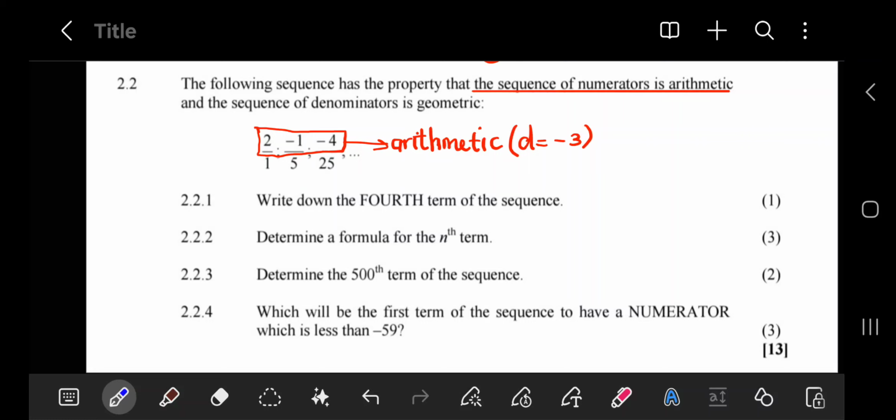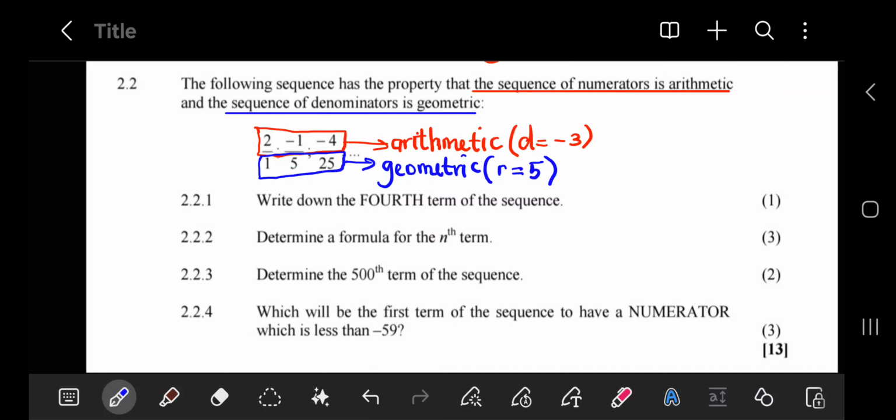And the sequence of denominators is geometric. Extremely important information. So all of these denominators, 1, 5, 25, they are all geometric. And we know that geometric has a common ratio. So if we look at this, we've got term 1 as 1, term 2 as 5, and term 3 as 25. If we use these terms to get the common ratio, R is 5. So that is what we are multiplying each term by.